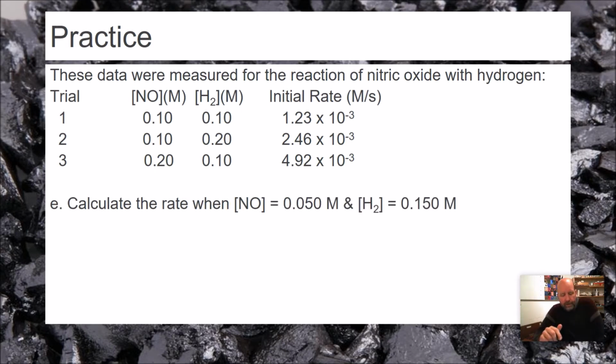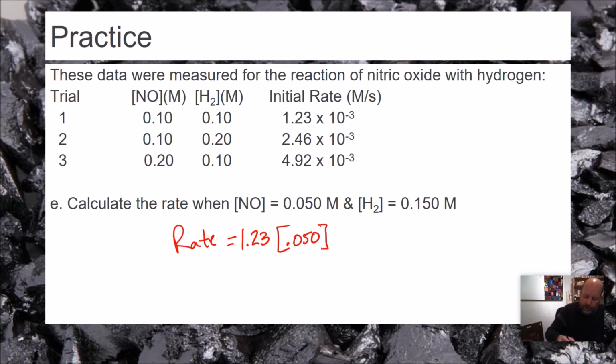And calculate the rate when. So let's find the rate. So we know now what K is. K is 1.23. We're trying to find the rate times 0.050 squared times 0.150.